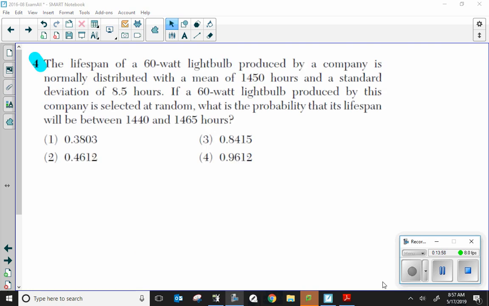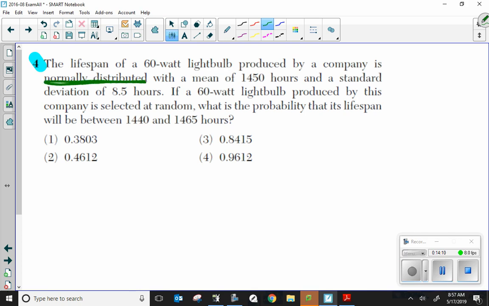Number 4. The lifespan of a 60-watt light bulb produced by a company is normally distributed. Oh, I love when I see that. That tells me data, stats, bell curve, and chances are I might even get to use a calculator again. Okay, so it's normally distributed with a mean of 1,450 hours and a standard deviation of 8.5 hours. I know those are important too.